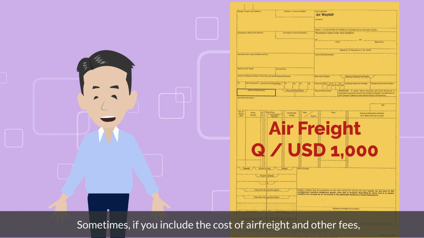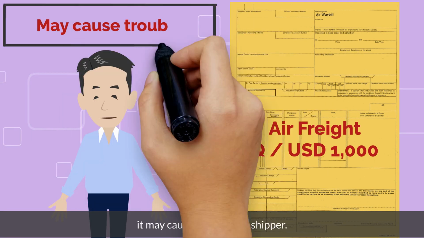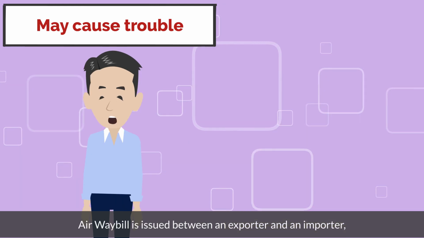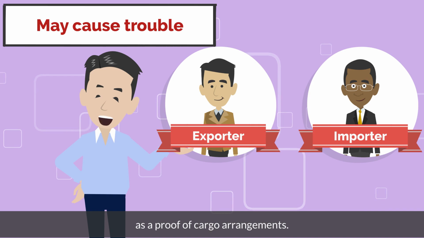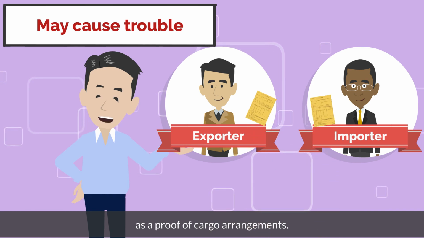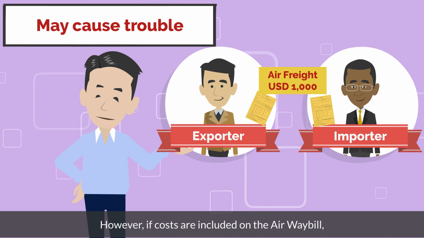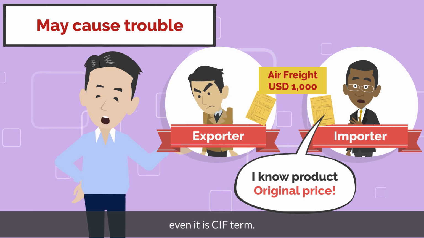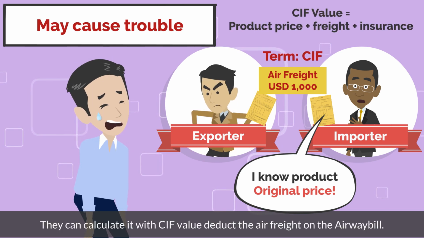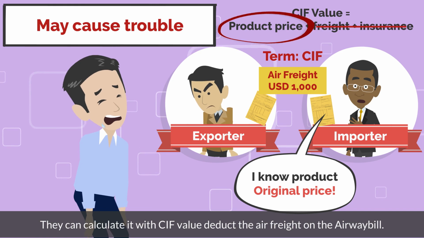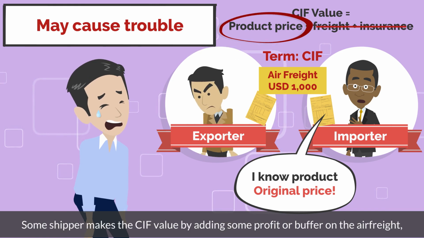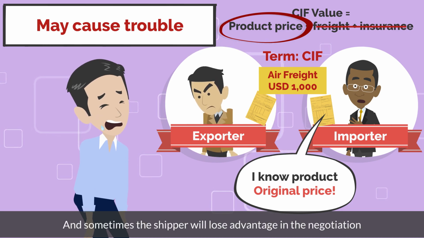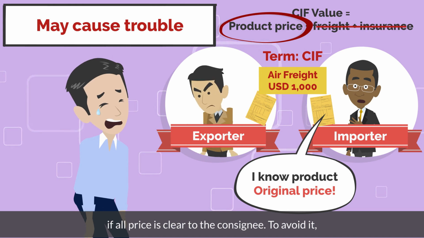Sometimes, if you include the cost of air freight and other fees, it may cause trouble to a shipper. Now, what kind of trouble will they have? Air Waybill is issued between an exporter and an importer, as a proof of cargo arrangements. However, if costs are included on the Air Waybill, the importer who purchased the product will find out the product's original price, even if it is CIF term. They can calculate it with CIF value, deduct the air freight on the Air Waybill. Some shippers make the CIF value by adding some profit or buffer on the air freight, and sometimes the shipper will lose advantage in the negotiation if all price is clear to the consignee.